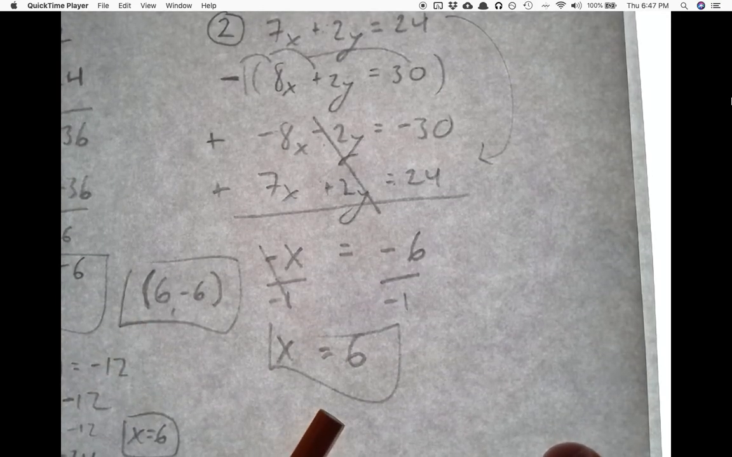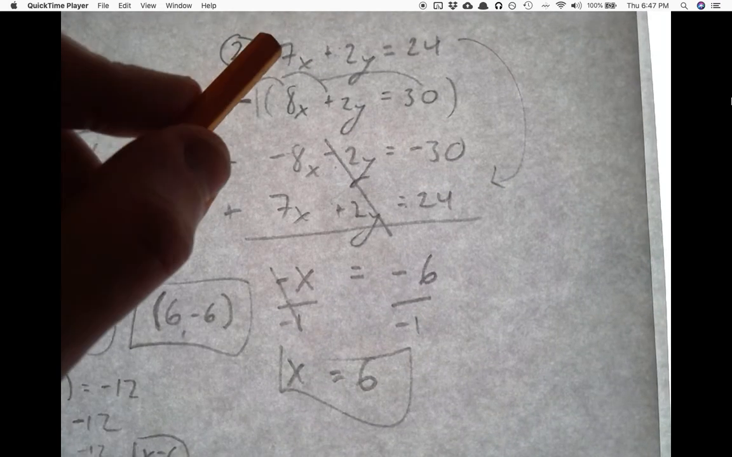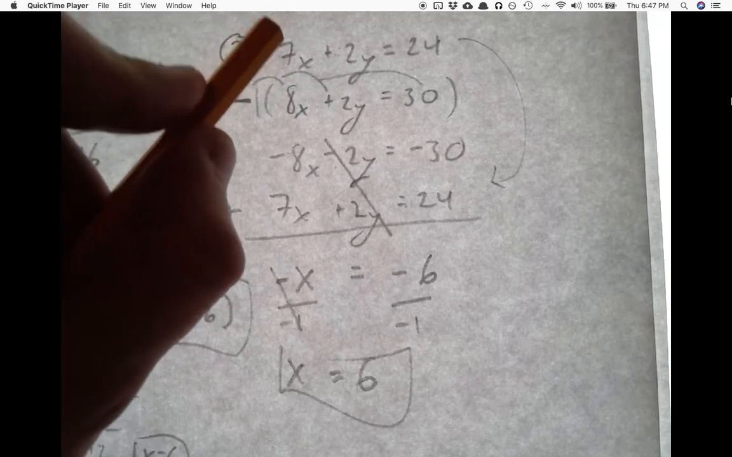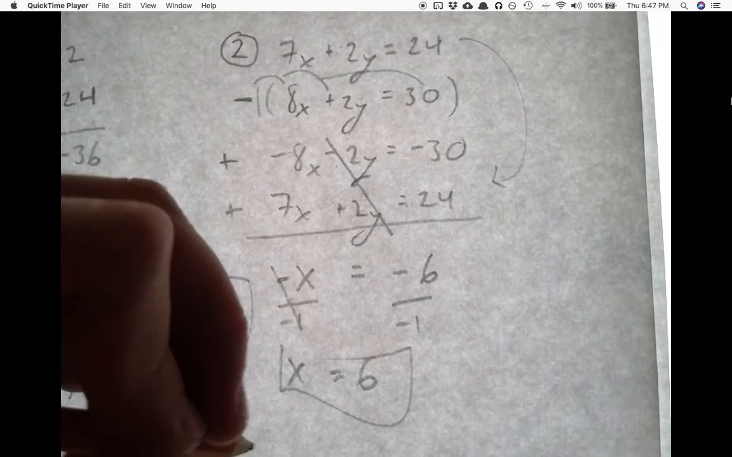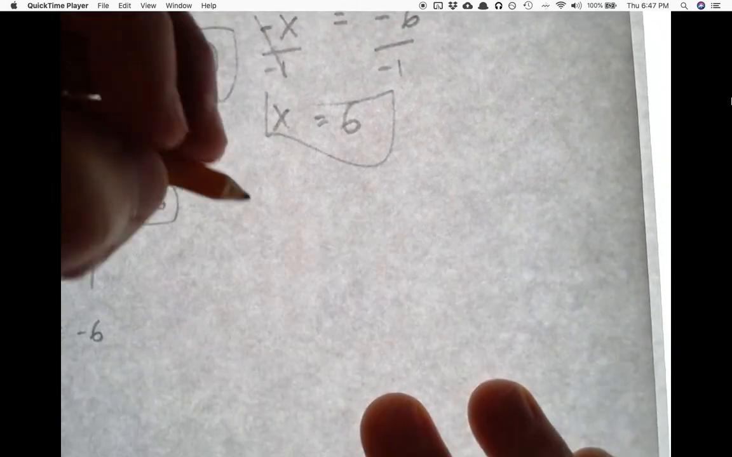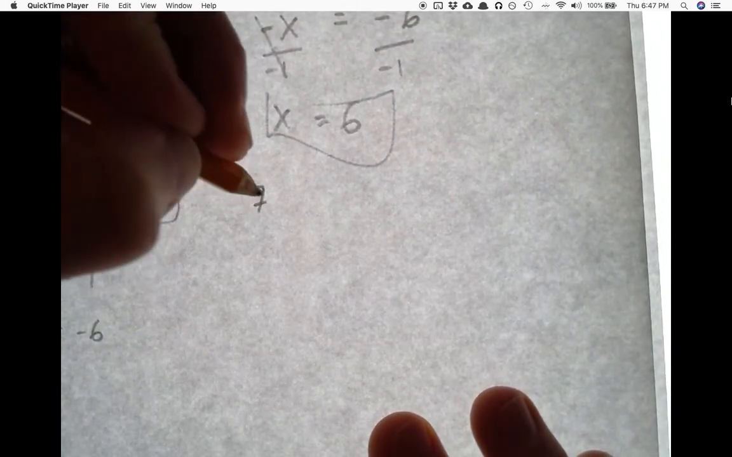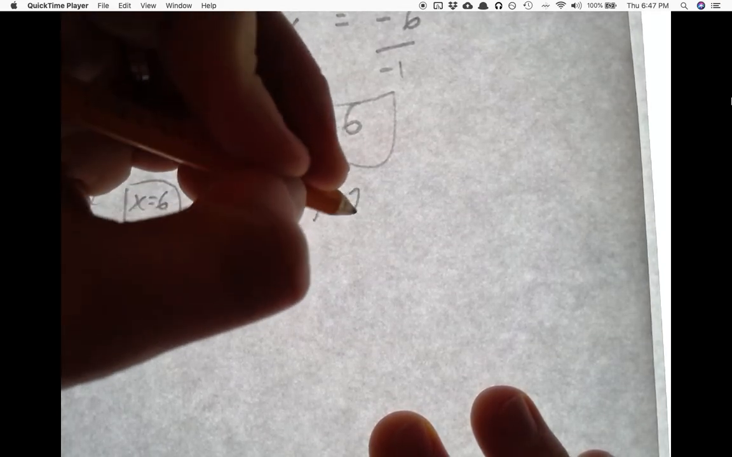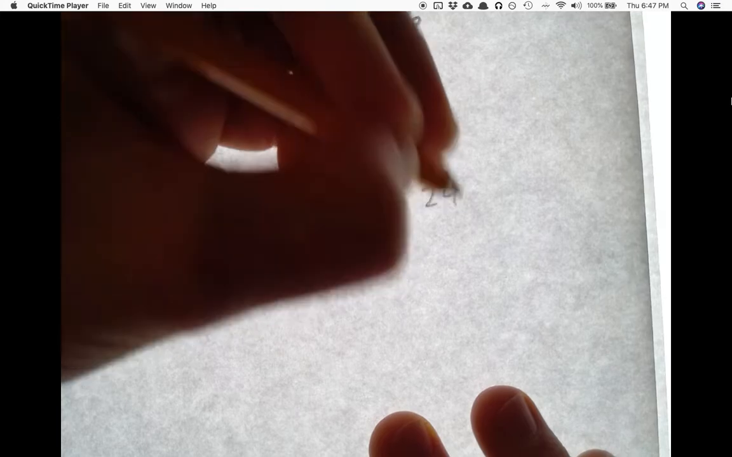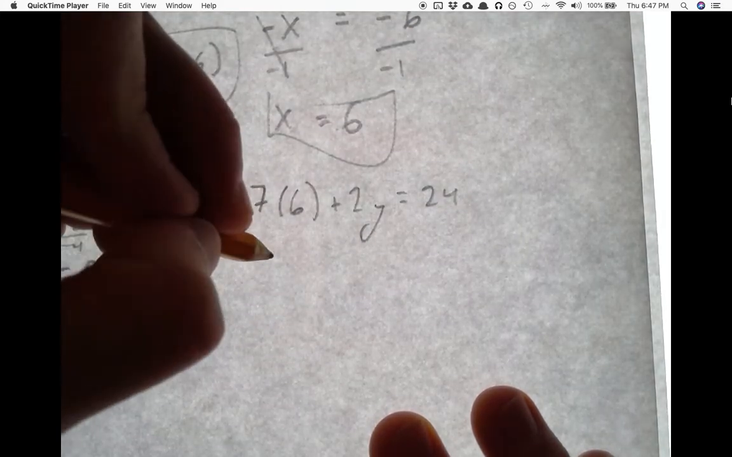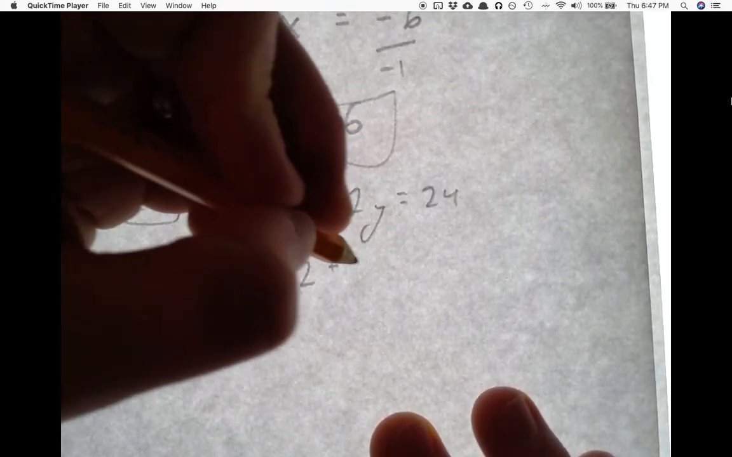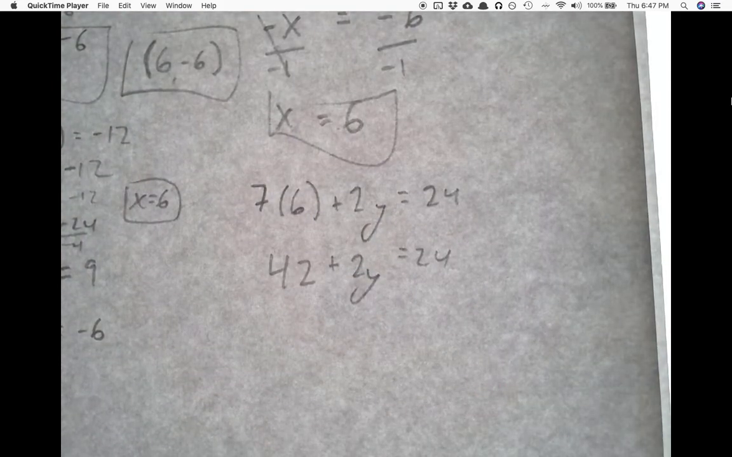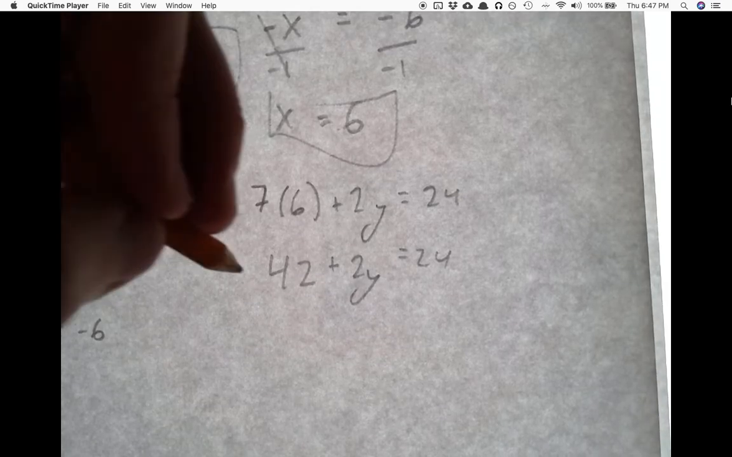But we're not done yet. We got to take this 6, plug it back into one of my two original equations. Doesn't really matter. I'll plug it into this first one. So I'm going to come back down here. I'll rewrite the equation. 7 instead of x. I know that x is now 6, so 7 times 6 plus 2y equals 24. 7 times 6 is 42 plus 2y equals 24. And at this point, we can just go on solving it, right?